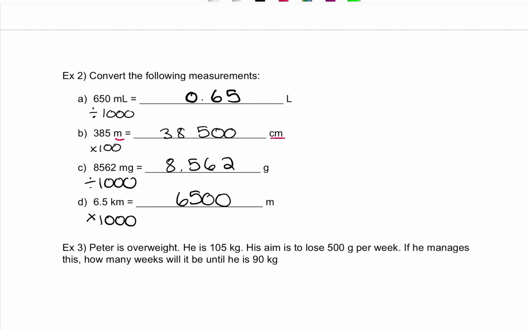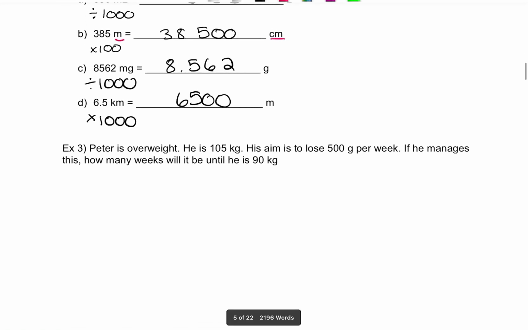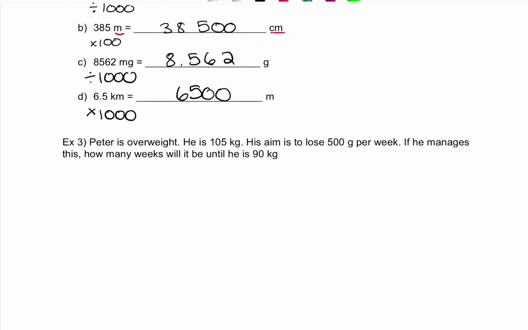All right, last thing we're going to look at is some word problems. Example 3. Peter is overweight. He is 105 kilograms. His aim is to lose 500 grams per week. If he manages this, how many weeks until he is 90 kilograms? So we have a bit of a problem here in that we have some of our numbers in kilograms and some of our numbers in grams. We need to make them all consistent. Since we have 3 different numbers, 2 are kilograms and 1 is in grams, it's probably easier to change them all to kilograms, because then I just have one number I have to change. So step 1 is going to be to make the units consistent.